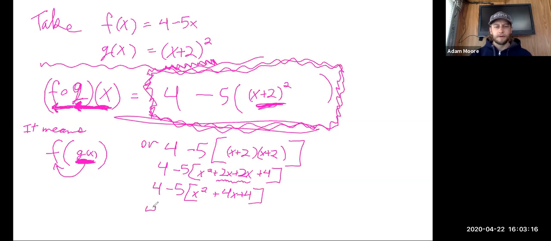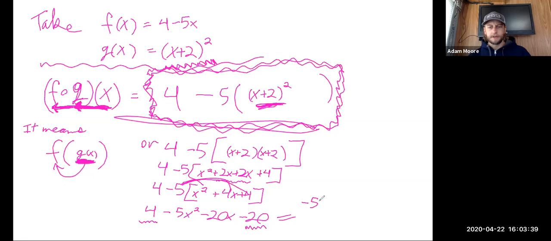And then just be careful, because that is a minus 5 that's distributing, so it's minus 5 times x squared, minus 5 times 4x is minus 20x. And then minus 5 times 4 is minus 20. And then I think we're pretty much good. Just maybe we'll put the last couple of like terms together as a couple of constants there. Let's see here. What's that going to be?